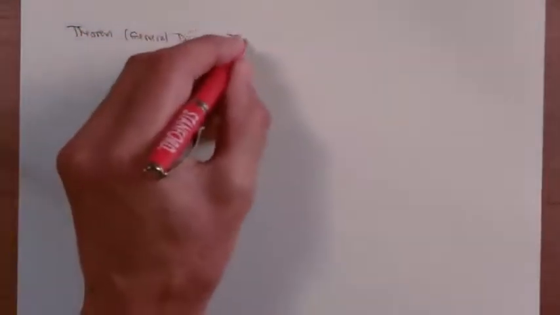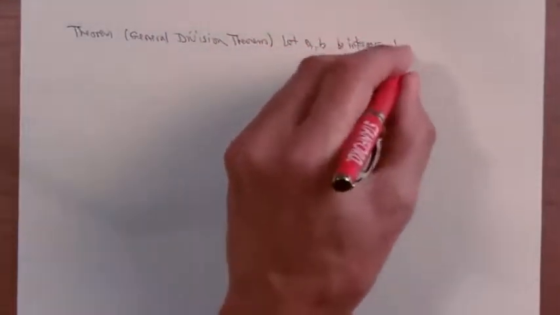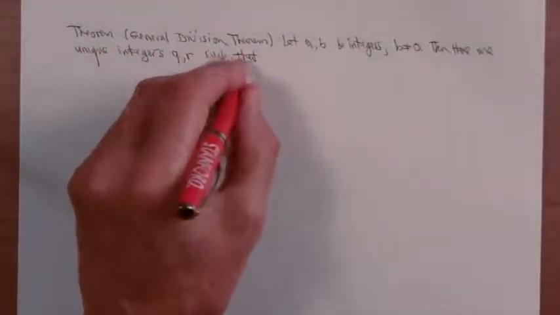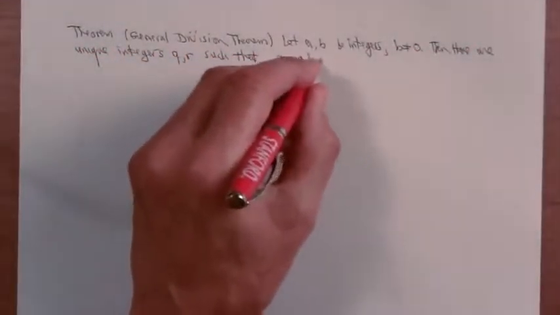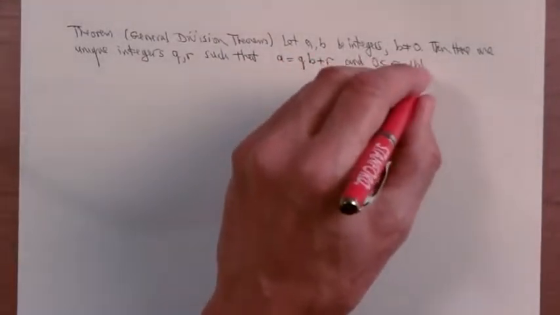Well, the way I've stated the division theorem, it only applies to division by a positive integer b. There's a more general version that I'll give you now. So, theorem, general division theorem. Let a, b be integers with b non-zero. Then there are unique integers q and r such that a equals q times b plus r and 0 less than or equal to r less than the absolute value of b.